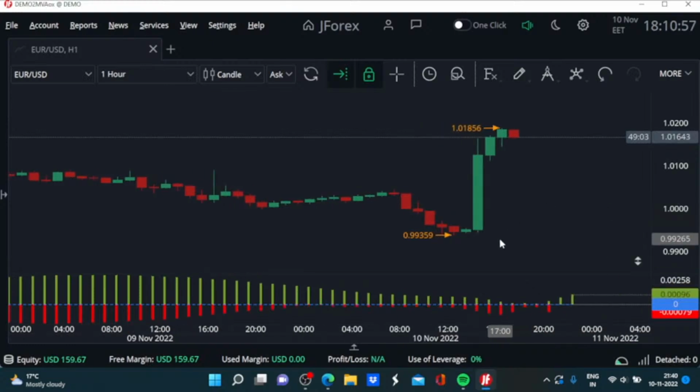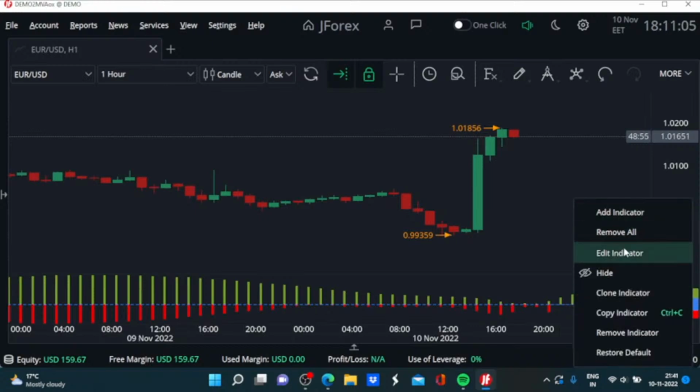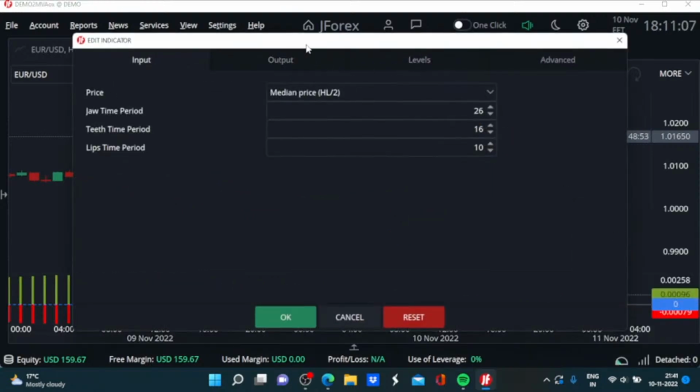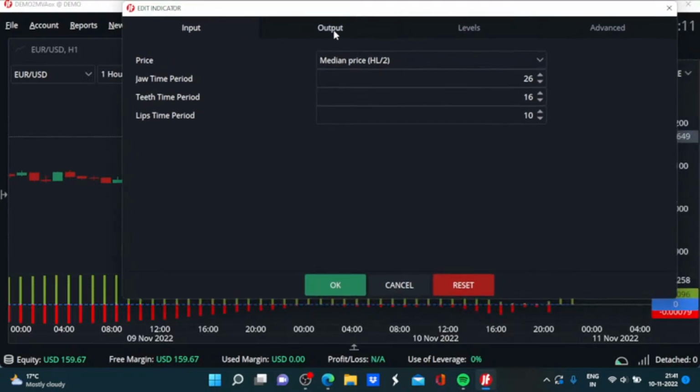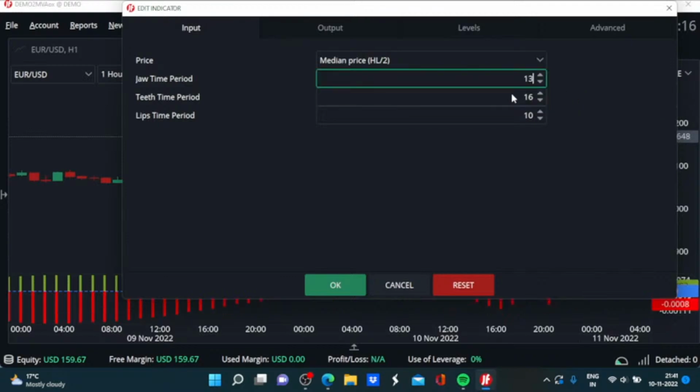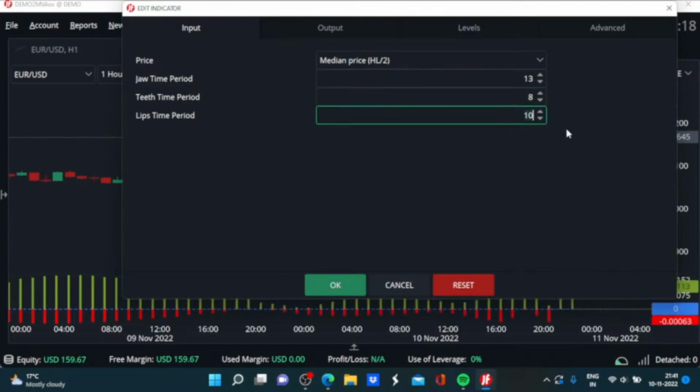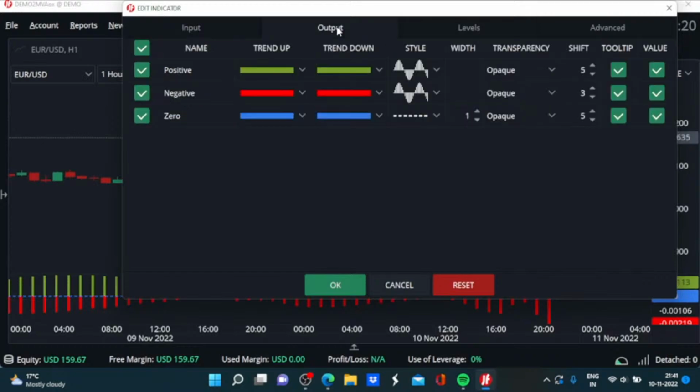So first, the expansion is going to be reflected on the negative side, and after that, whenever it is sustained, we will have it also reflected on the green side. So you have to be careful about dealing with these parameters. Now I will restore it back to the default combination 13, 8, and 5. Output, you have to pay attention to these output values as well.